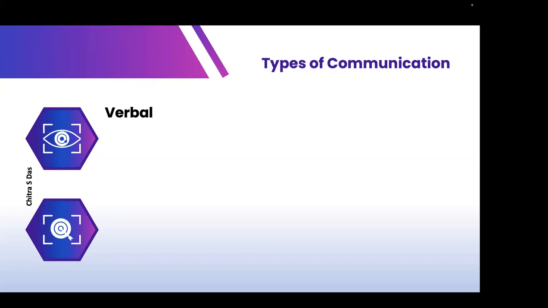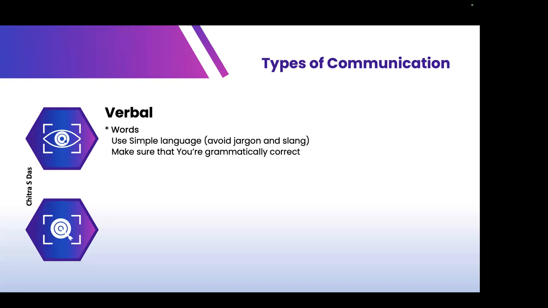There are two types of communication. One is verbal and the other one is non-verbal. When it comes to verbal communication, we speak to people or we present information, we speak or present in various ways. So how do we effectively communicate verbally?